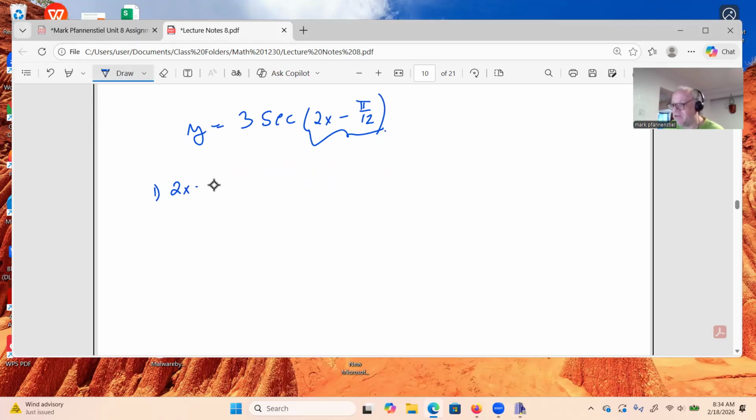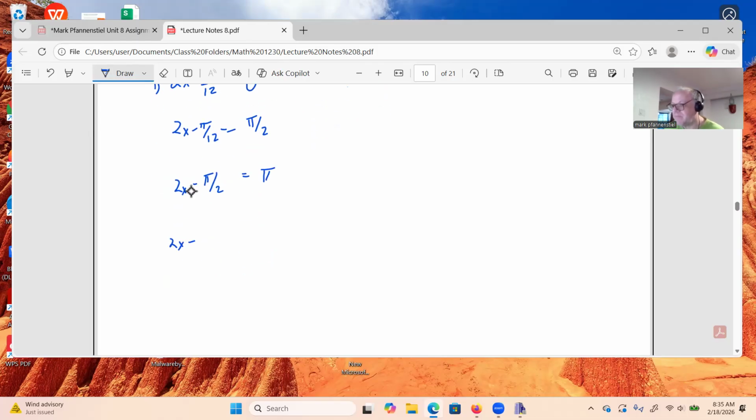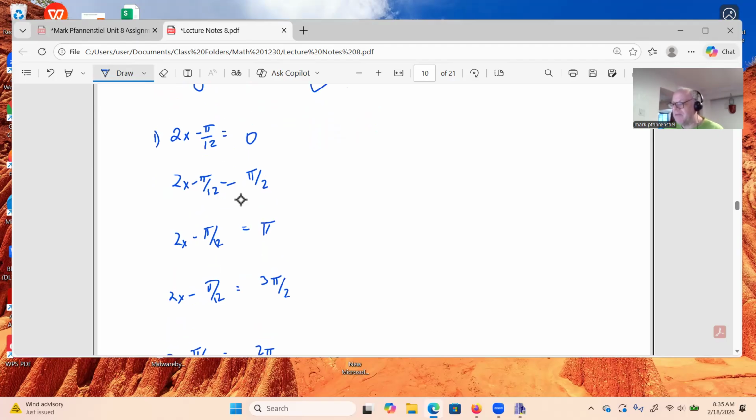And the way that I tend to do this is we're going to set this equal to 0, set this equal to pi over 2, set this equal to pi, set this equal to 3 pi over 2. And finally, 2x minus pi over 12 is equal to 2 pi. And you'll notice these are the points that I would want to graph for cosine or for sine, because this is what's going to give me zeros, ones, and negative ones as we go through and graph.